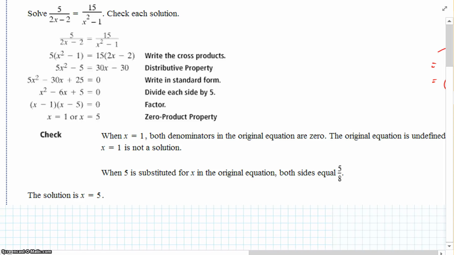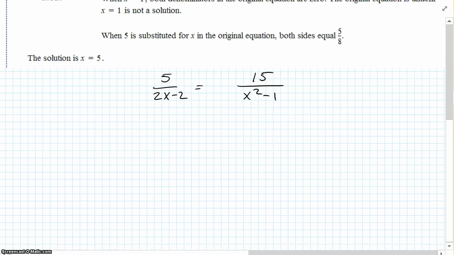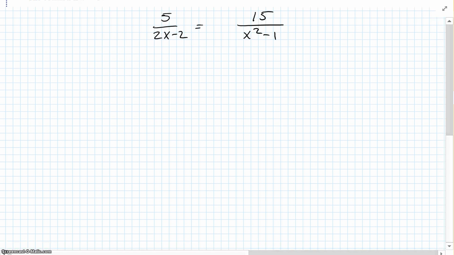Solve 5 times 2x minus 2 equals 15 times x squared minus 1. All right, so let's look. Step 1, I'm going to cross multiply. So I'm going to get 5 times x squared minus 1 equals 15 times 2x minus 2.